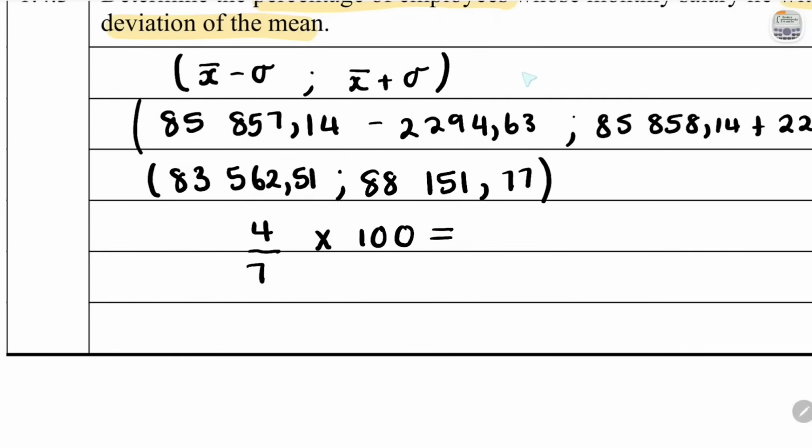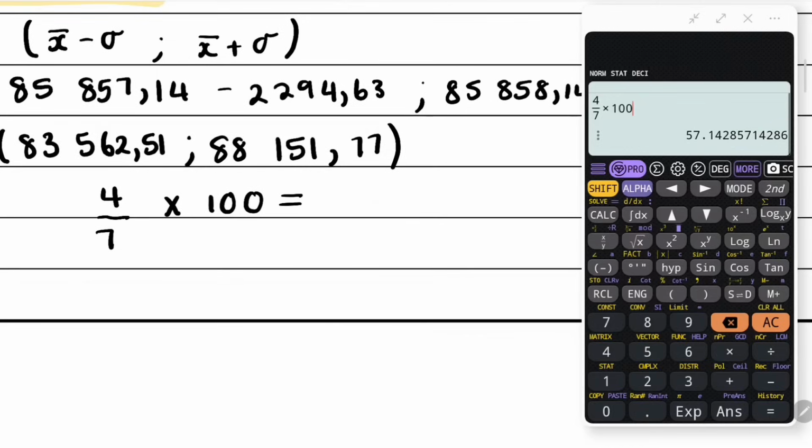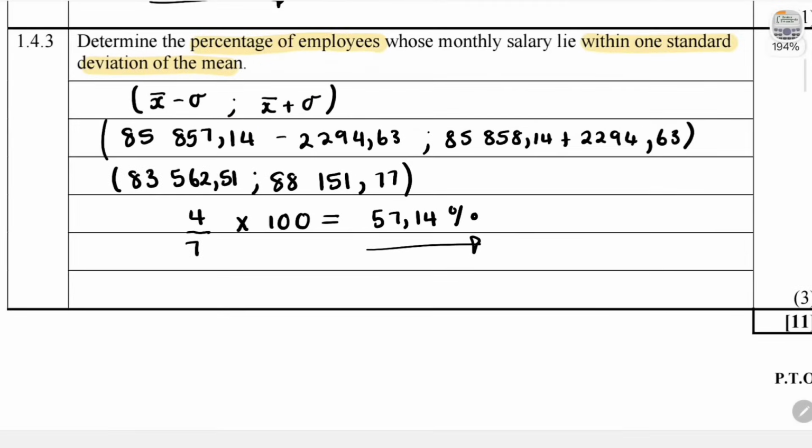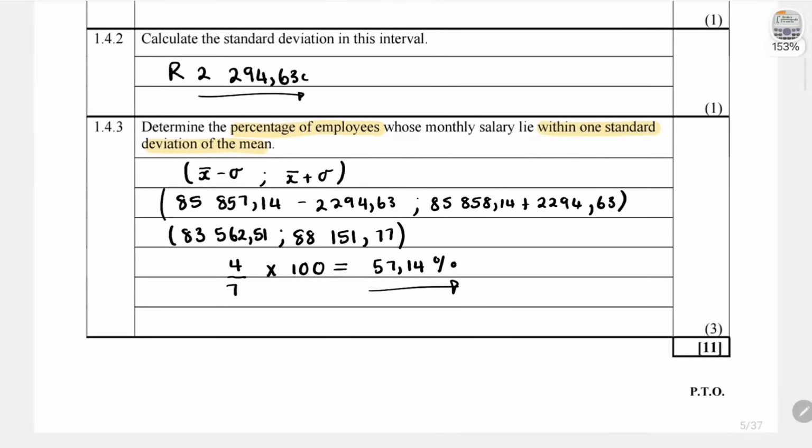Okay, and let's go ahead and see what this gives us. So this is 57.14%. And that is our answer, and that is it for question 1.